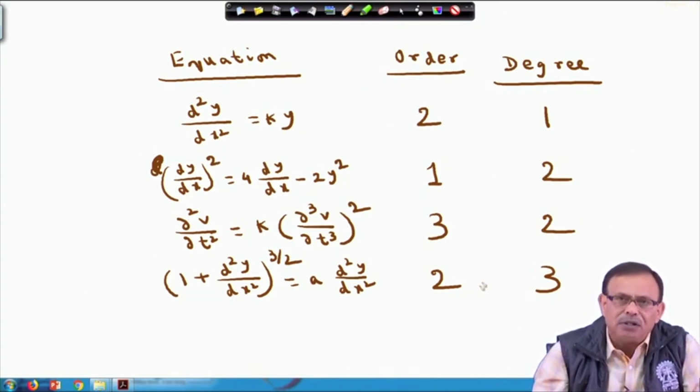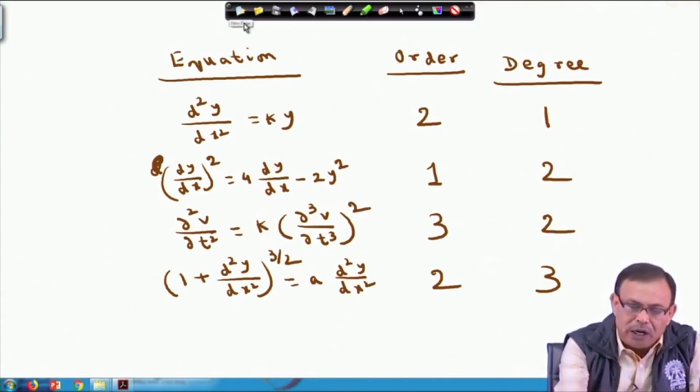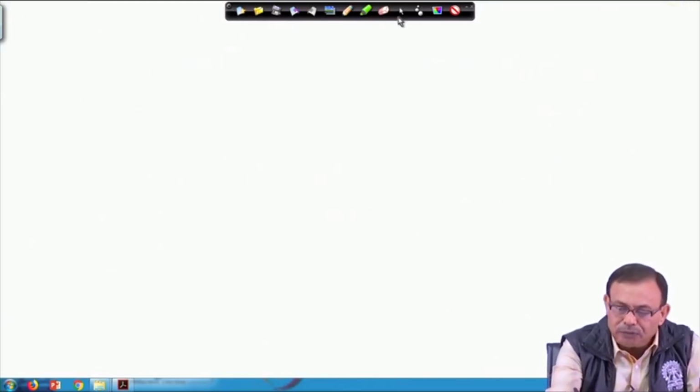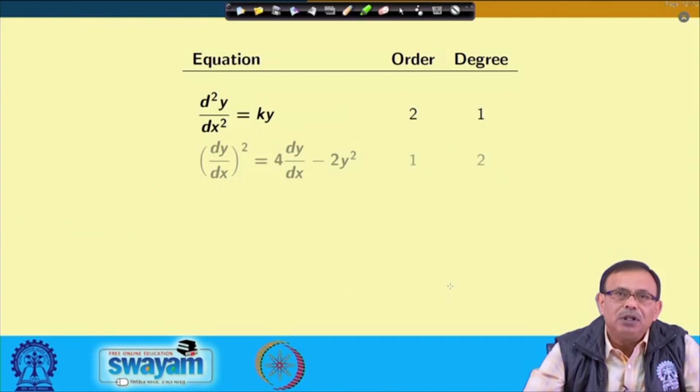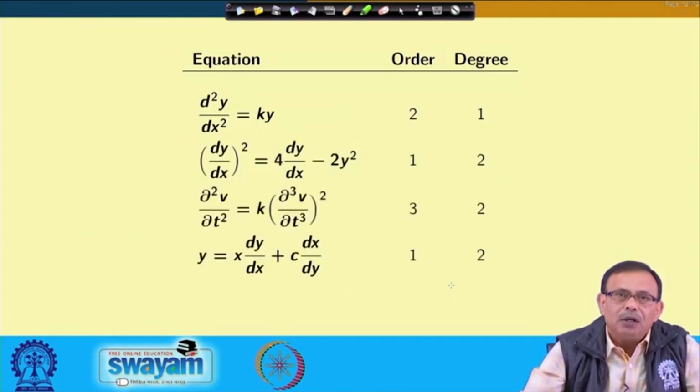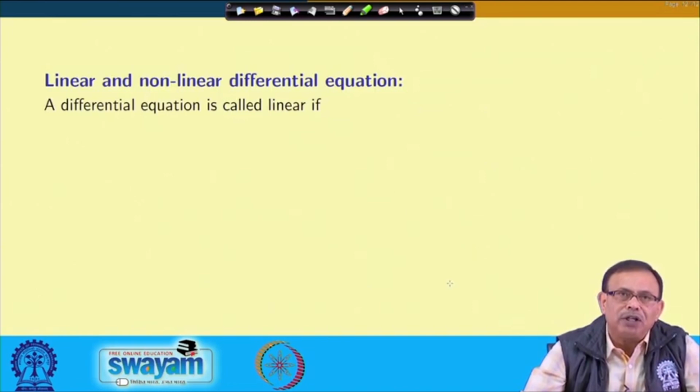I think it is now clear to you how we find out the order and the degree of an equation. Just those things, in a tabular chart, I am showing you again what I have explained: the order and degree. I hope it is clear to you now. So, let us proceed to the next one, linear and nonlinear differential equations.